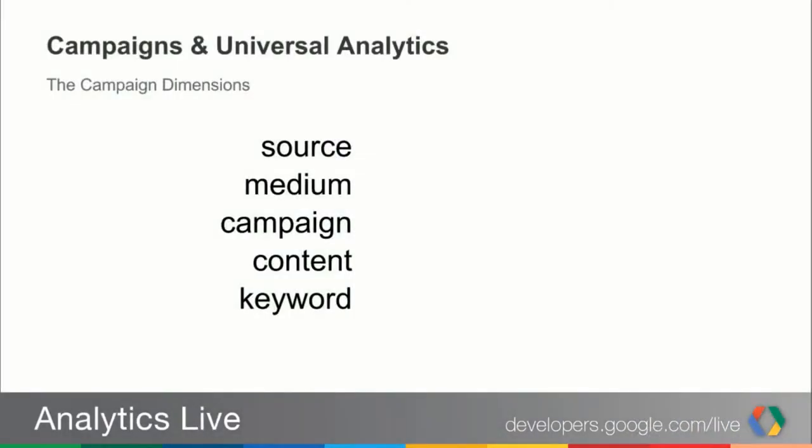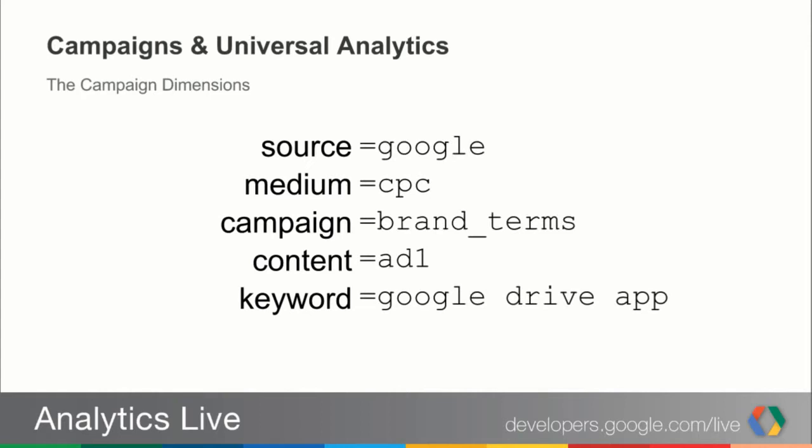So let's start with campaigns in Universal Analytics generally. As probably most of you know, and this has been the case for some time, there are really 5 main campaign dimensions: source, medium, campaign, content, and keyword. These 5 dimensions can be used to describe any of your marketing campaigns. In this example, I'm showing you an AdWords campaign, a CPC campaign. But it could be used to track marketing emails or newsletters, or links from your website to the Google Play Store, whatever it is. You can use these 5 dimensions and give them values that describe the source.